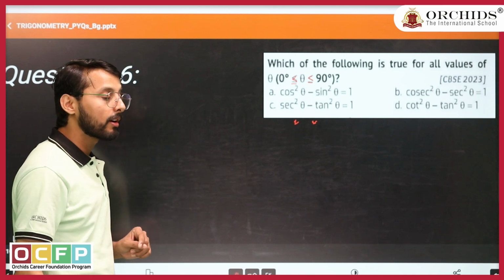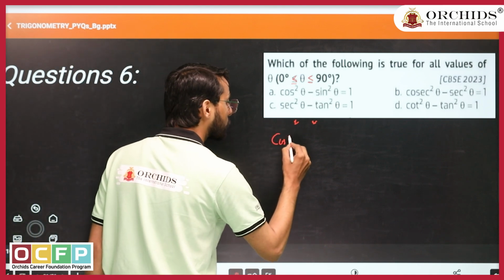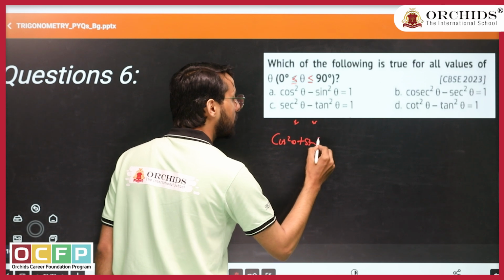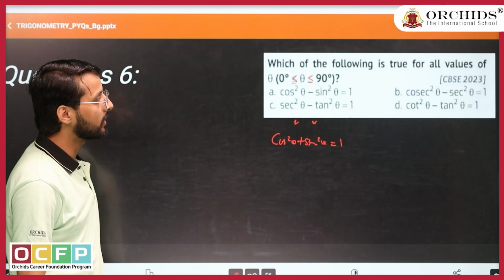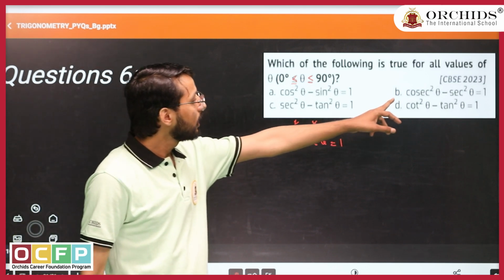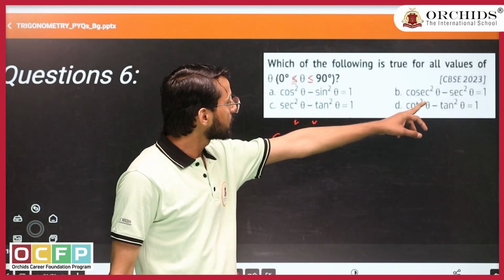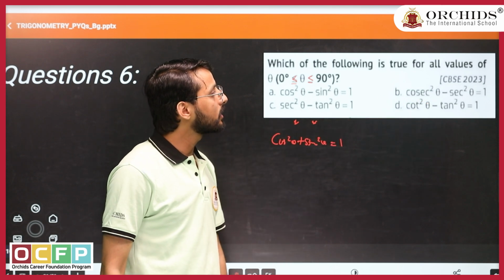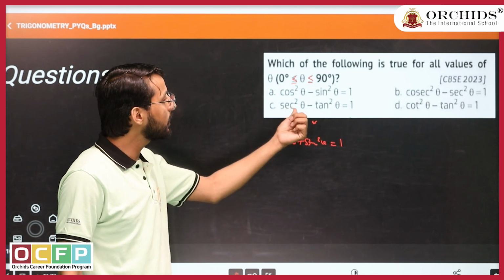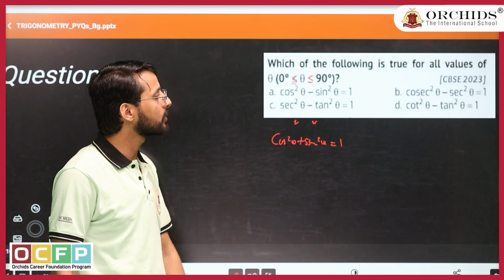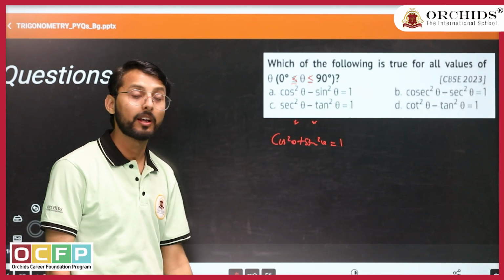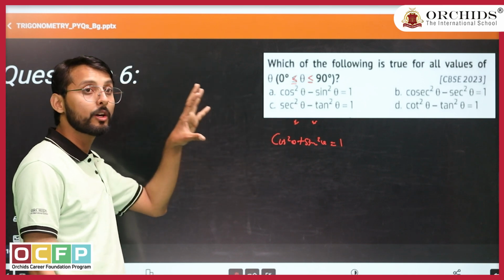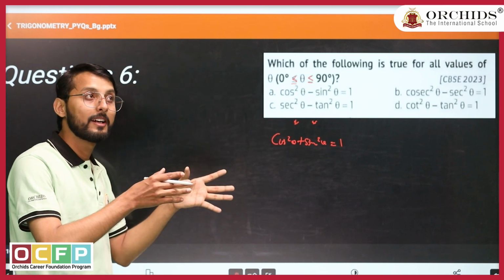We have learned one identity where it was written that cos square theta plus sin square theta equals 1. But they have given cos square theta minus sin square theta. Second, they have given cosecant square theta minus secant square theta equals 1. Third, they have given secant square theta minus tan square theta equals 1. Fourth, they have written cot square theta minus tan square theta equals 1. Out of the four, is there any option which is relatable?